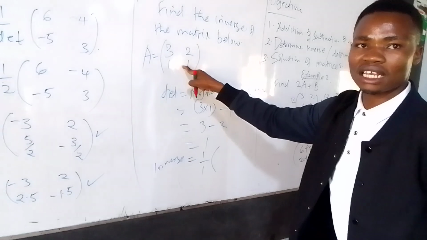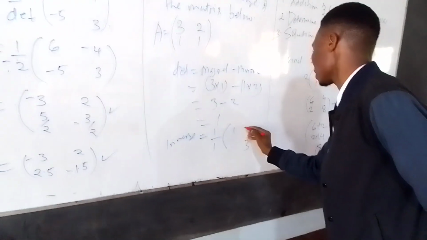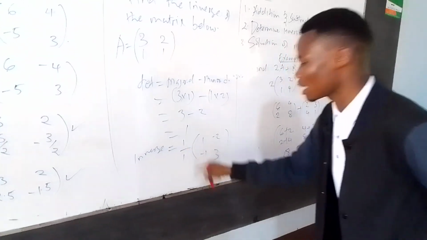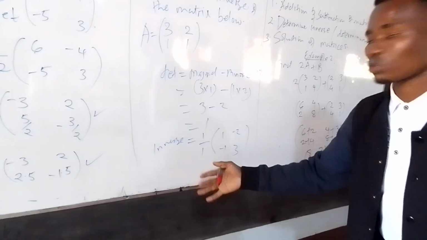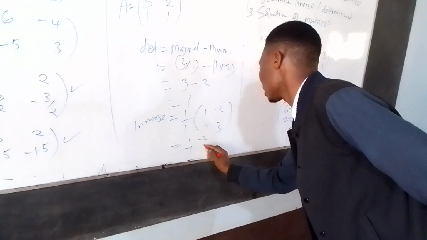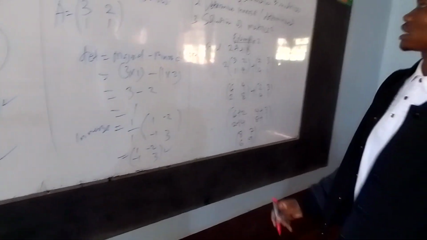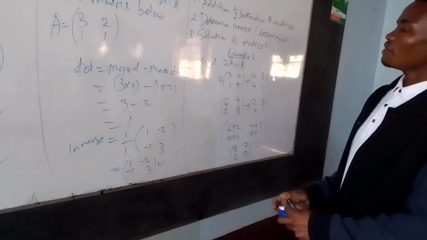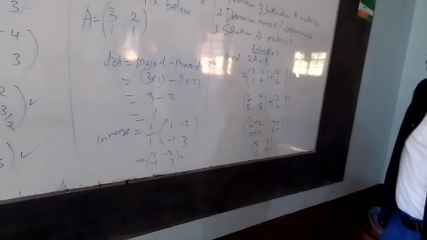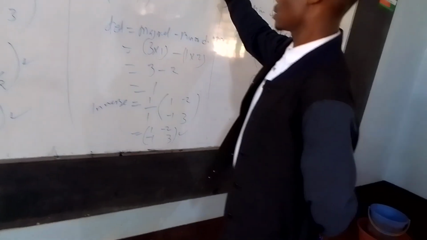You will interchange the major diagonal. We will have 1 and 3, then you negate the others. We have negative 2, negative 1. If you multiply everything inside the bracket here by 1, 1 over 1 is the same as 1. You will have 1, negative 2, negative 1, and 3. This is the inverse of that matrix. Good. Having said that, let us take ourselves to the solution of matrices.